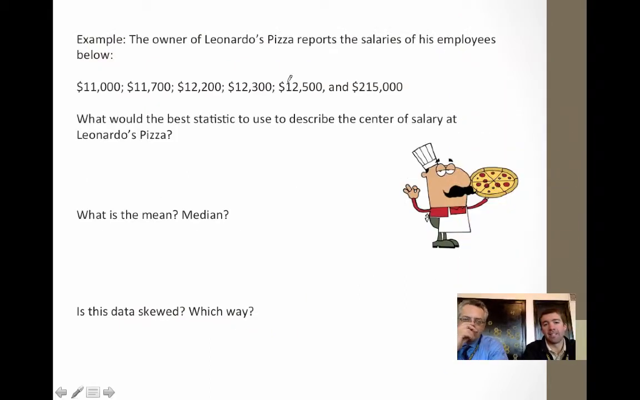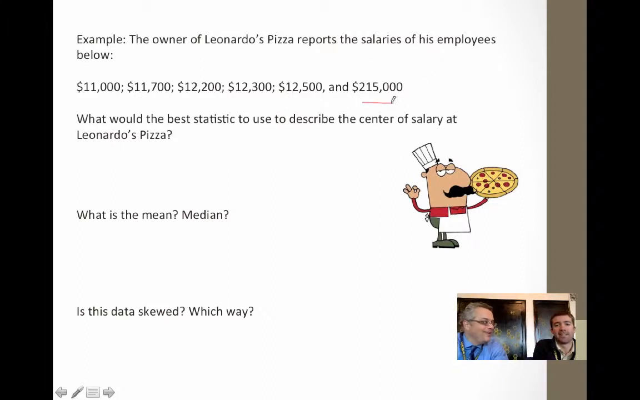All right, here we got Leonardo's Pizza. It reports the salaries of his employees below. So we have 11,000, 11,700, 12,200, 12,300, 12,500, and then, wow, somebody's making $215,000. Overtime. Overtime adds up. So what would be the best statistic used to describe the center of salary at Leonardo's Pizza?